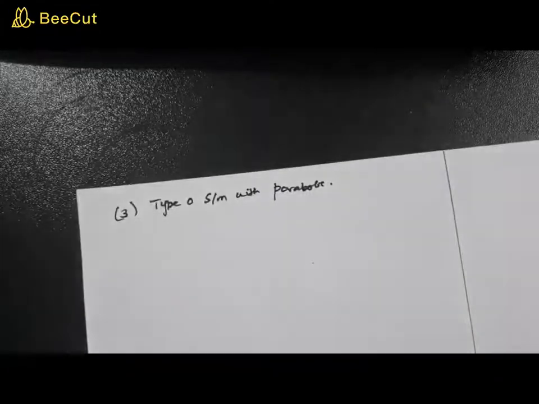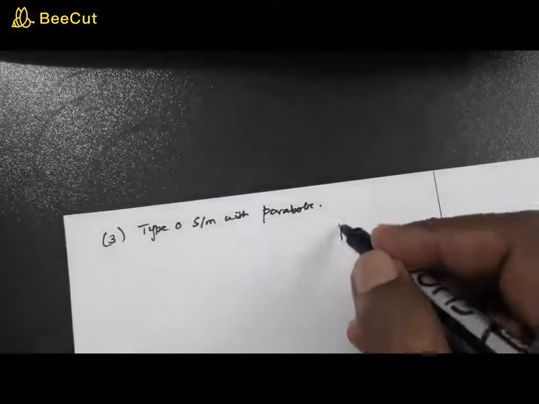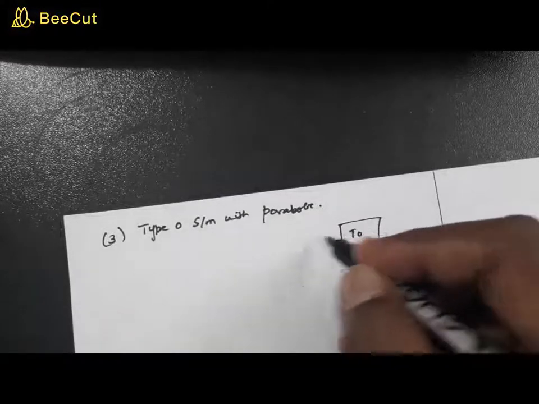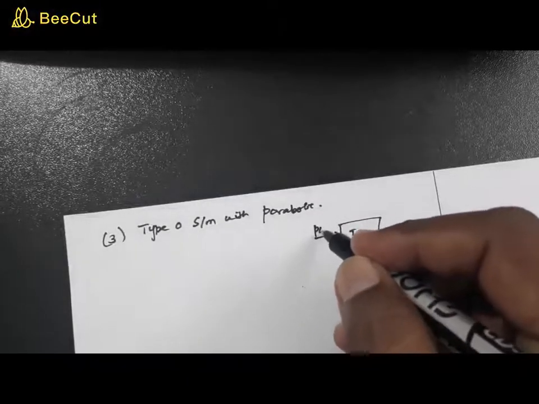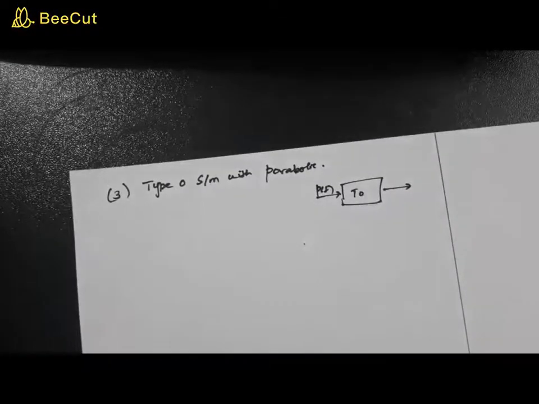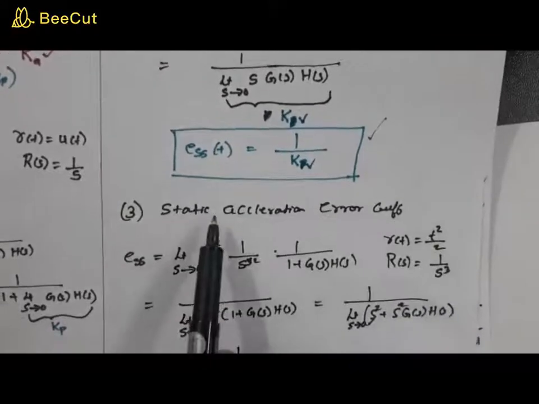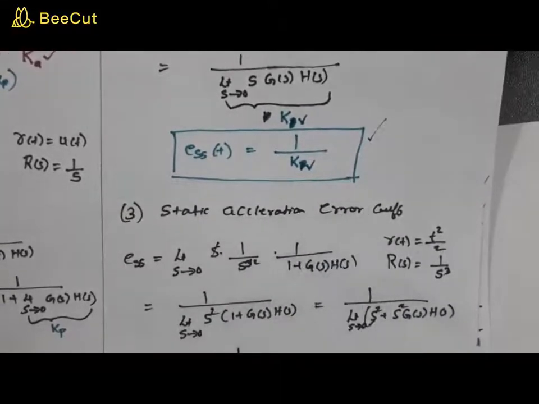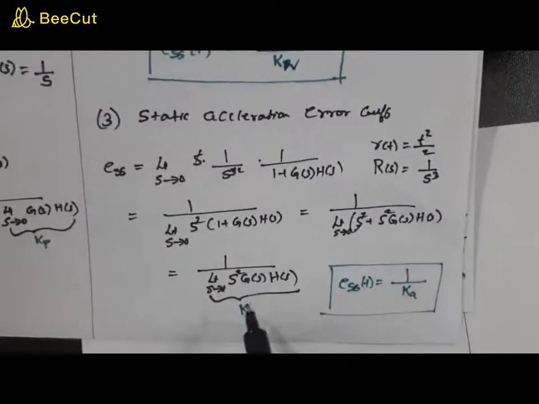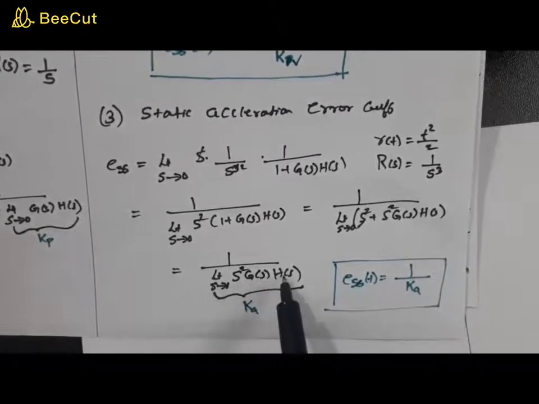Okay, now we know that. So that means you are considering a type 0 system. You are giving an input of parabolic input. Now what is the error coefficient associated with the acceleration? So that is the parabolic input, that is called the acceleration error coefficient, and it is represented as Ka, and Ka is given by limit s tends to 0 s square GsHs.